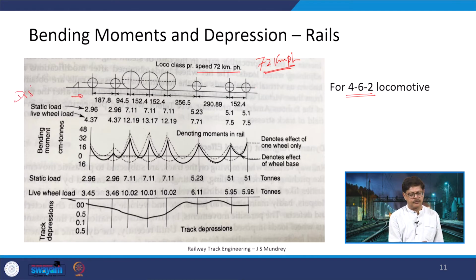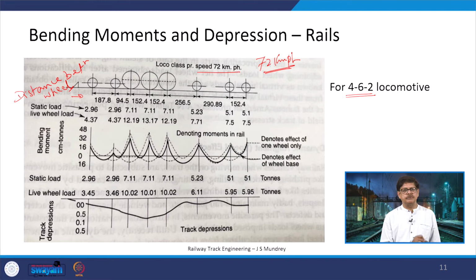And these are the distances between the wheels. Like if you see the first two, they are at 187.8, then another one is 94.5, then 150.4 and so on. All of these values are there.